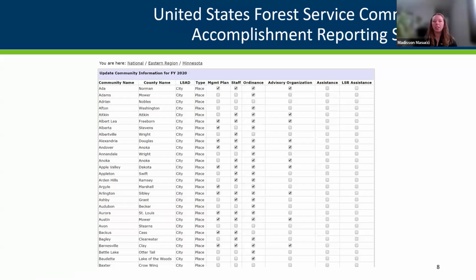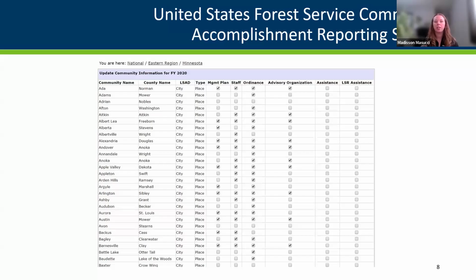As part of our core funding agreement, we report all of this amazing work to the U.S. Forest Service using what's called the Community Accomplishment Reporting System, or better known as CARS for short. And CARS helps us to keep track of how many managing and developing communities we have in the state, and those numbers go into determining our federal core funding levels.